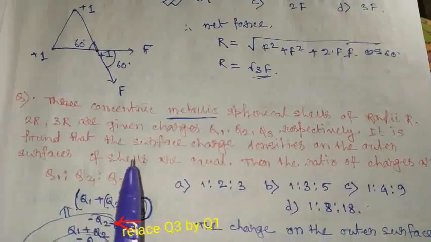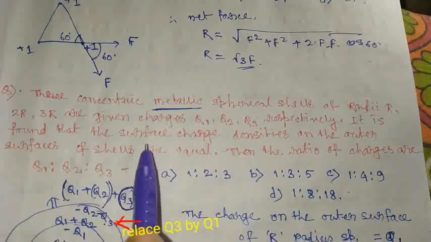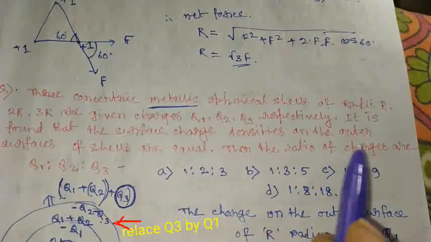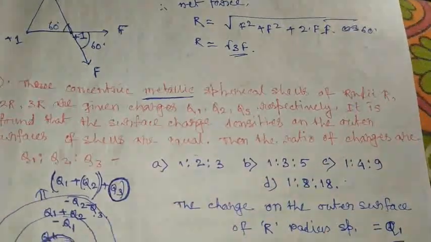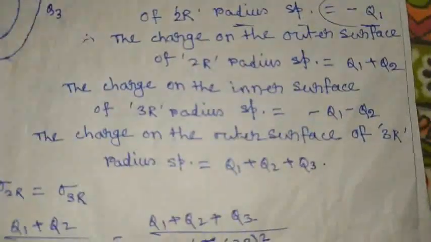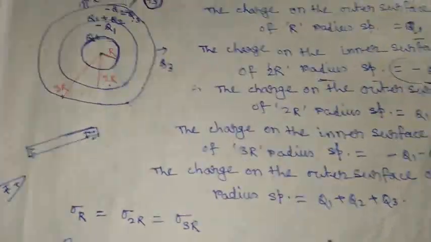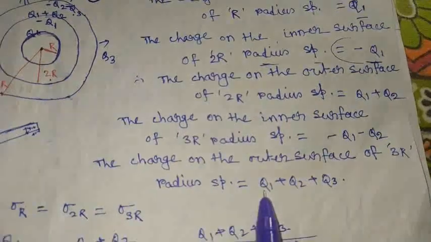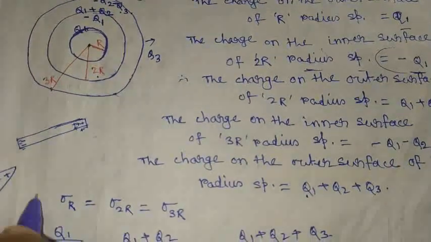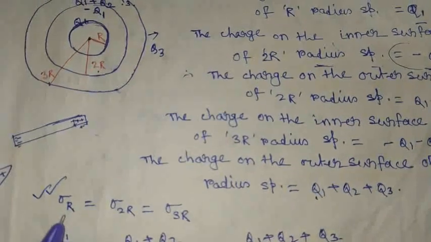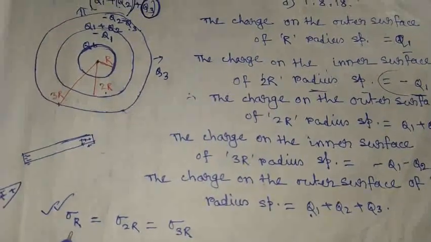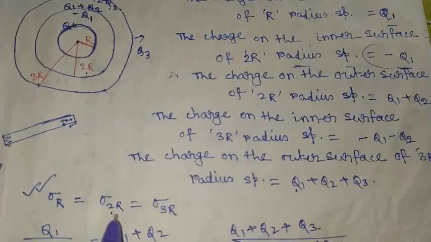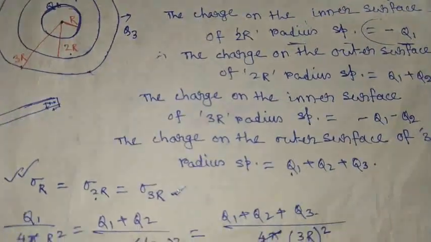Now, according to the given question, the charge densities on the outer surfaces of the shells are equal. That means sigma r, the charge density of the sphere of radius r, sigma 2r, the charge density of the sphere of radius 2r, and sigma 3r follow the same way.